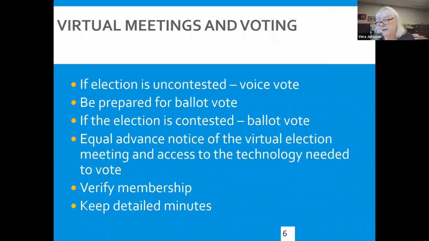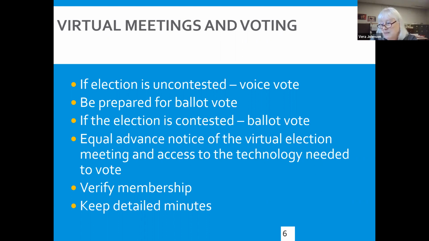Virtual meetings and voting. Most units and councils are now back to conducting in-person meetings, but let's review the basic virtual meeting procedures for those that are not there yet. If the election is uncontested, in other words, there is only one candidate for each position, the slate may be elected by voice vote.